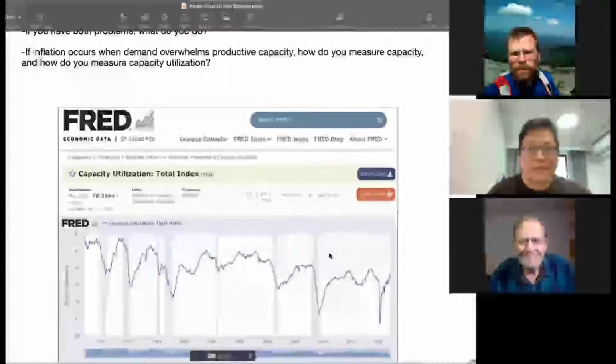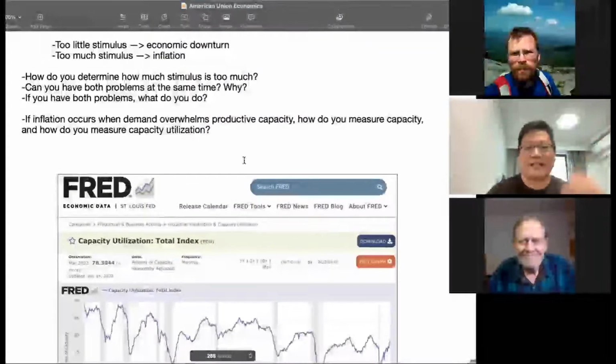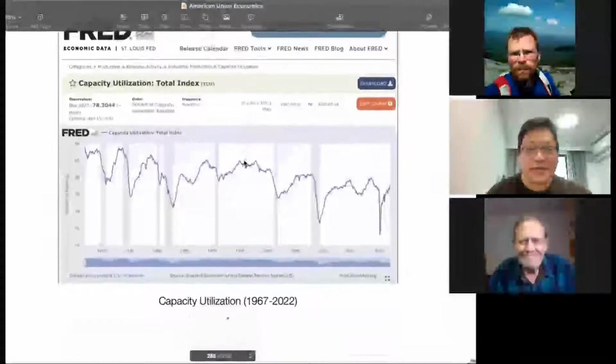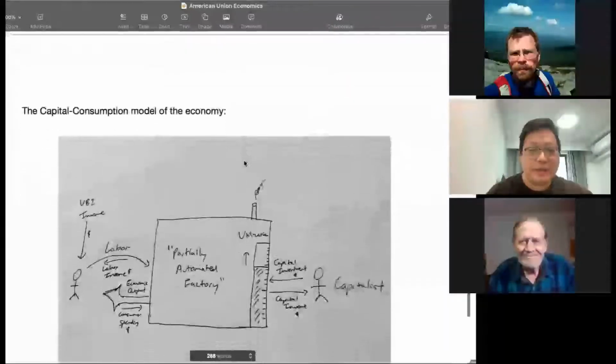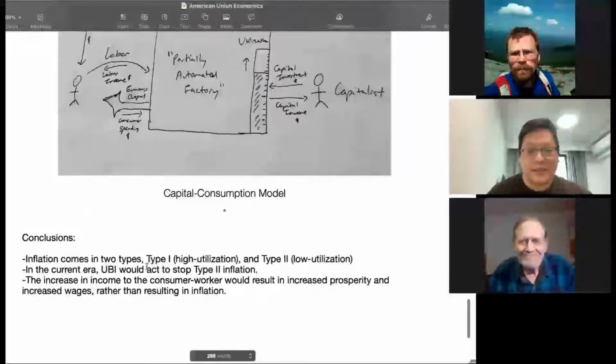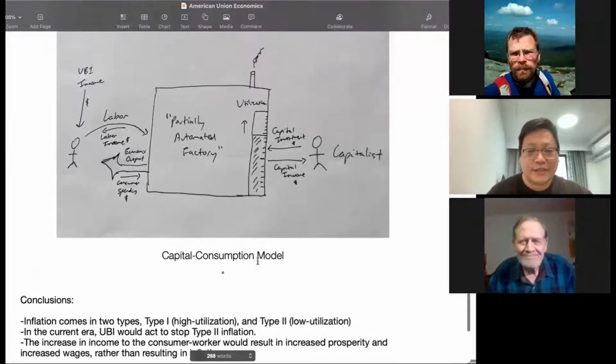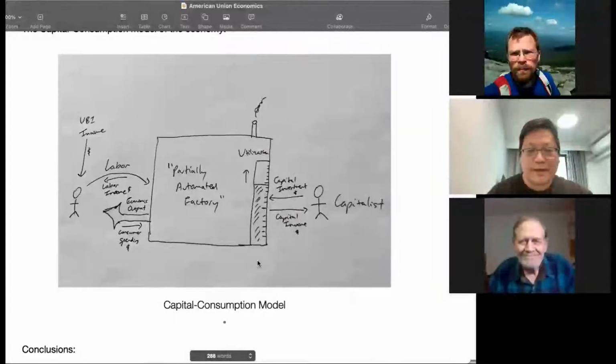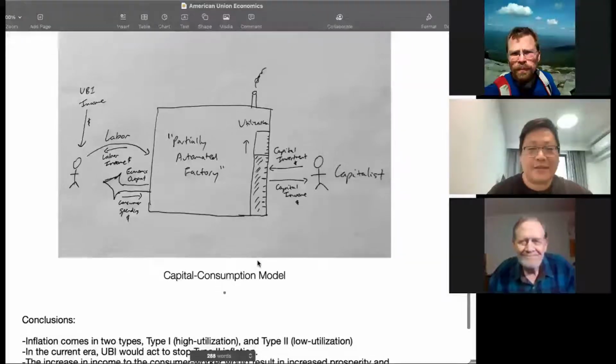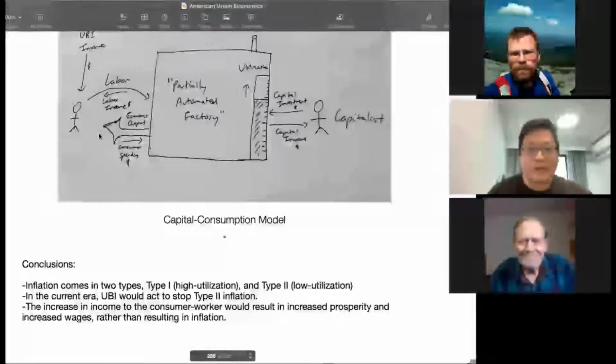So if you're not at the limits of your capacity, then you have to ask, why are you getting inflation? And so, capital consumption theory says that in addition to high utilization, type 1 inflation, which is the type that most people understand and talk about, you also have type 2 low utilization inflation. Low utilization inflation occurs when we have this effect where the consumer worker is stagnating, utilization is going down.